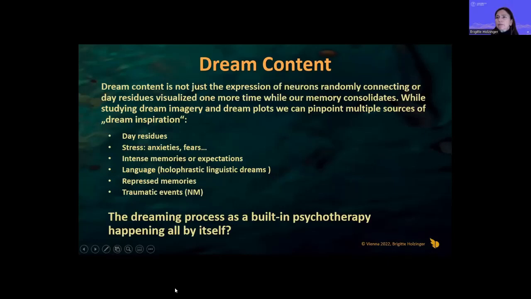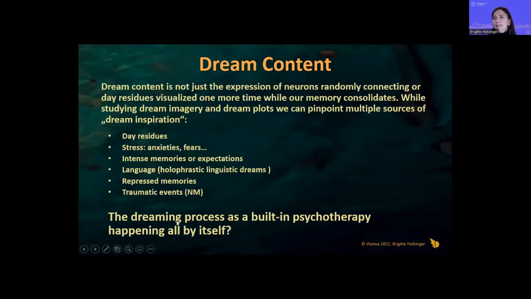And then the dream content, of course, probably, as far as we know, and I think when we look at psychotherapeutic schools and methods as well, one could agree that they are residues appearing in our dreams, probably fueled by strong emotions, maybe anxiety the most, if one thinks about anxiety and its shades. And we have been talking about memories and sometimes also expectations. We can talk about this later, why language, maybe repressed memories or traumatic events in case of nightmares.